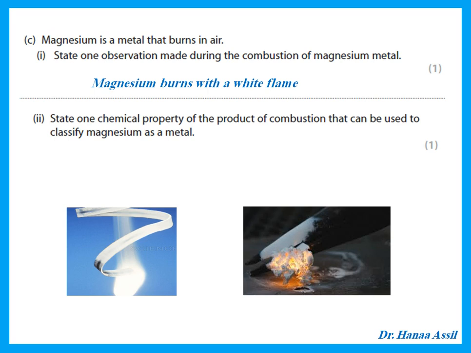Now, what about this solid can be used to classify magnesium as a metal? Well, let's see. Is magnesium oxide acidic or basic? You should know that magnesium oxide is basic. Now, this is oxide that is basic, and that means that magnesium is a metal because oxides of metals are usually basic.